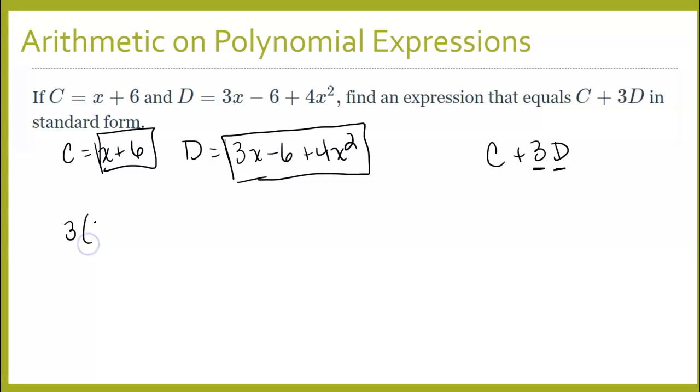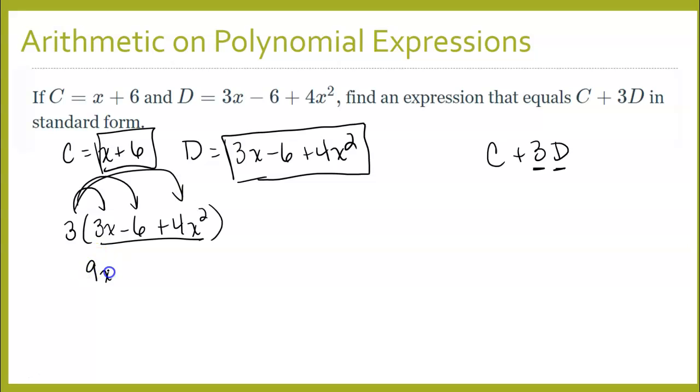So we're going to do 3 times 3x minus 6 plus 4x squared, because this whole thing here is what d was. We distribute, just like we did in the previous slide. 3 times 3x is 9x. 3 times negative 6 is negative 18. 3 times 4 is 12, and that's 12x squared. Now we're not done. We have done 3 times d, but now we need to add c. So this goes back to adding polynomial expressions. Remember, we can only add like terms.